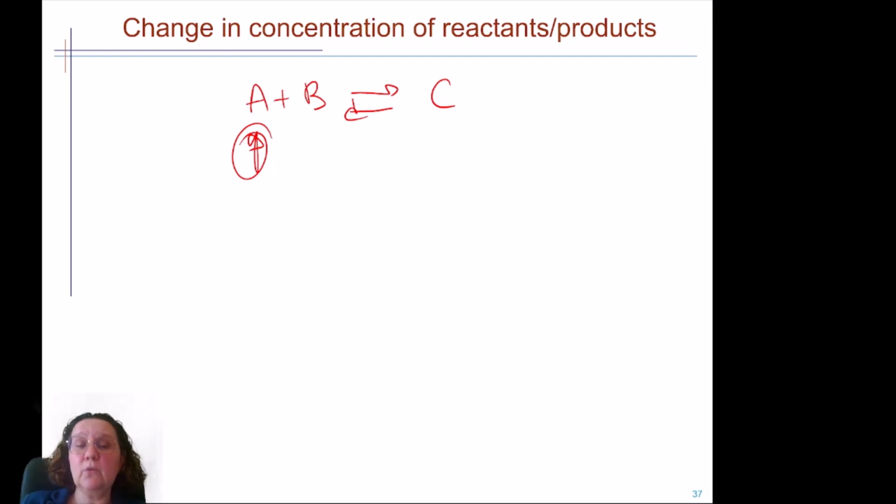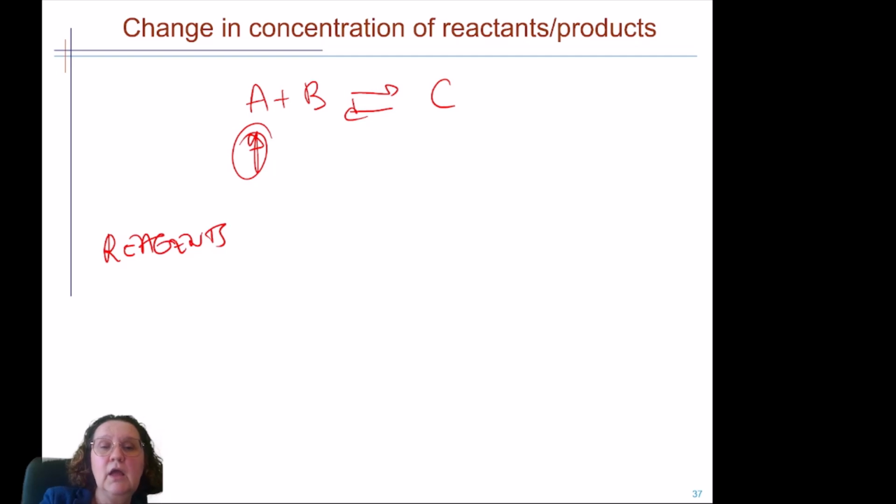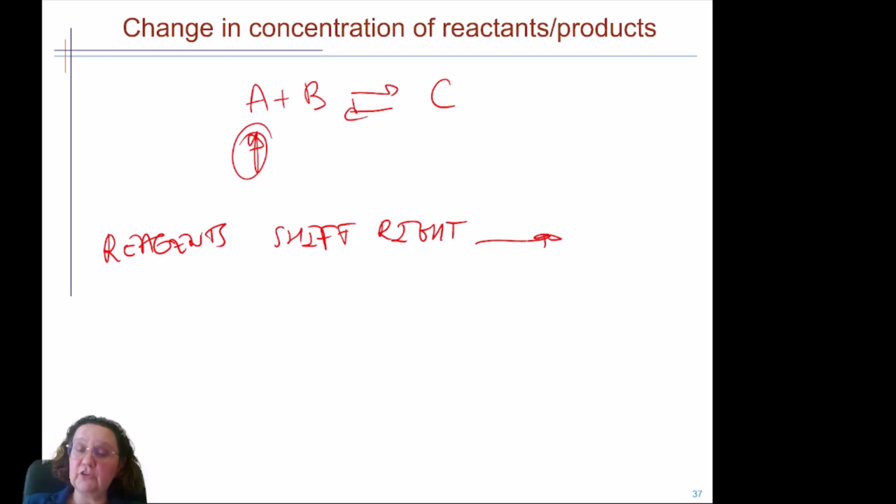So when you add one of the reagents, the reaction will shift right, towards the side of the products. The reaction is at equilibrium, you add one of the reagents, or both, and the reaction is not at equilibrium anymore. So the reaction happens, so again, you reach that equilibrium condition.